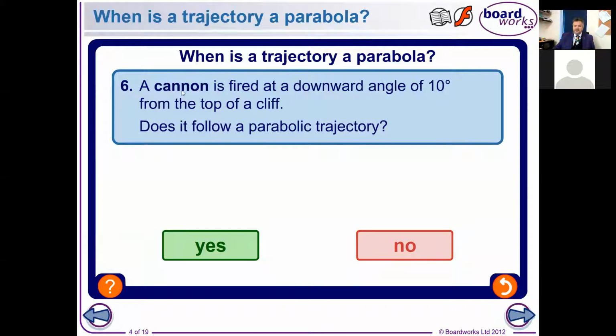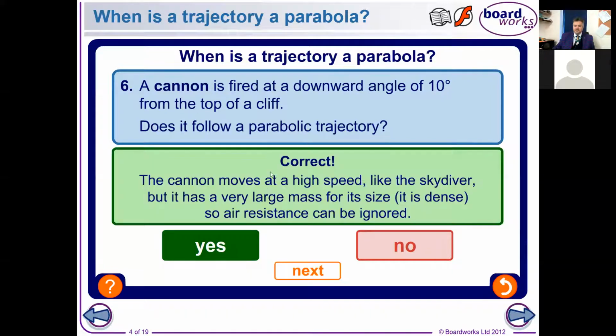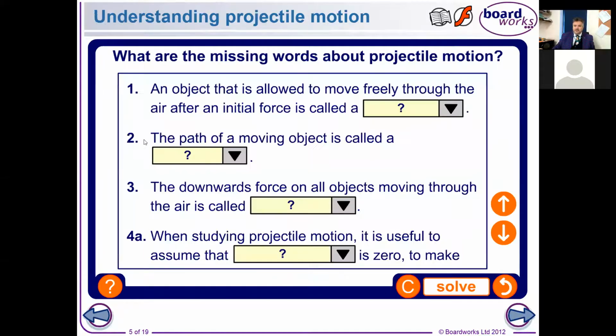But if you fire a cannonball, then it will follow a parabolic trajectory, because although it still has a lot of air resistance, it's got a very large mass for its size, it's very dense, so we can actually ignore air resistance. That's the idea. So an object that's allowed to move freely through the air after initial force is called a projectile. The path of a moving object is called a trajectory.